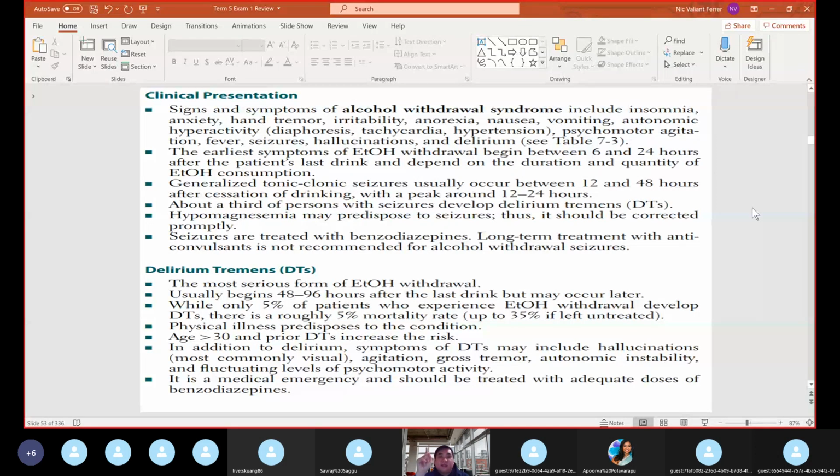The first thing that you can see is visual hallucinations. You can see the scratching, bugs crawling on my skin. If you didn't catch that one, you can now have delirium tremens. In addition to delirium, they have hallucinations, gross tremor, and autonomic instability. It's a medical emergency. What's the treatment for delirium tremens? What's the treatment?